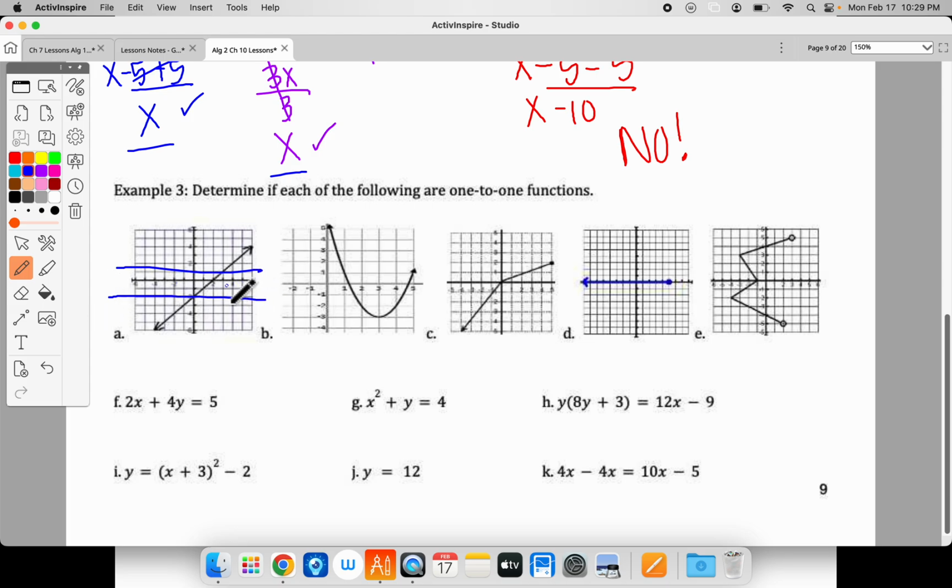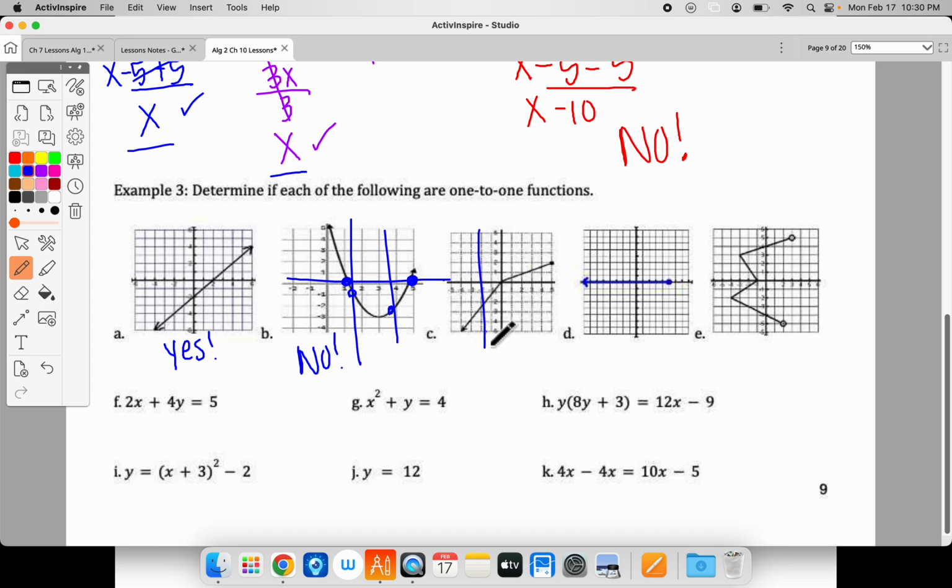Now, for one-to-one functions, you also have to check across as well. Horizontal line test. So for this one, the vertical line test worked. If I draw a line, it only hits once, no matter where I go. If I check the horizontal line test, it only hits once, no matter where I go. So this would be a one-to-one function. For this one, if I draw a vertical line, it only hits once. If I draw a horizontal line, now it hits twice. So this is not a one-to-one function.